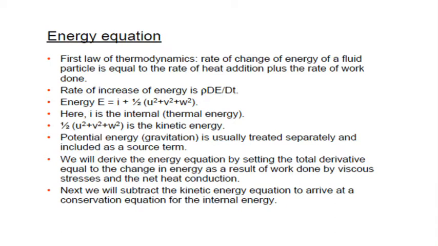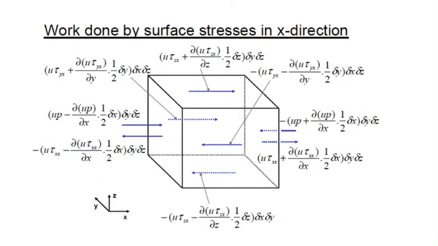So we first derive the energy equation by setting the total derivative equal to the change in energy as a result of work done by viscous stresses and the net heat conduction. Then we will subtract the kinetic energy equation to get a conservation equation for the internal energy. In the next slide you can see the work done by surface stresses in all the directions.